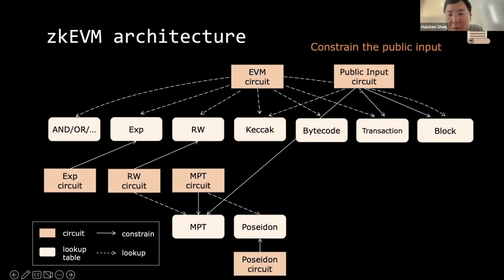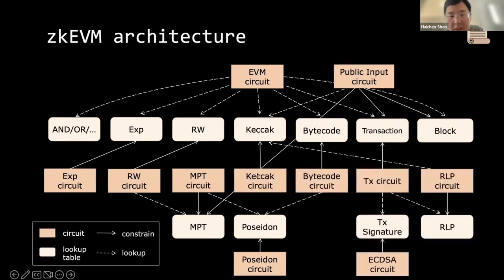So the public input circuit will provide the transaction hash to the transaction lookup tables, and also provide that into the block lookup tables. And I'm also going to constrain the old root, and then the final new root is exactly matching inside your Merkle Patricia tree table here. So we provide these values from this public input circuit.